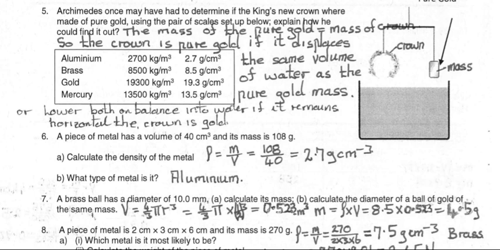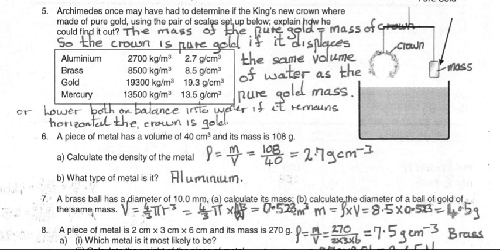So the mass of the pure gold would be equal to the mass of the crown. So the crown is pure gold if it displaces the same volume of water as the pure gold mass, right? So if it's made out of pure gold, then it would have the same effect of displacement of the water. Or he could lower both onto a balance into water. If it remains horizontal, then the crown would be gold.